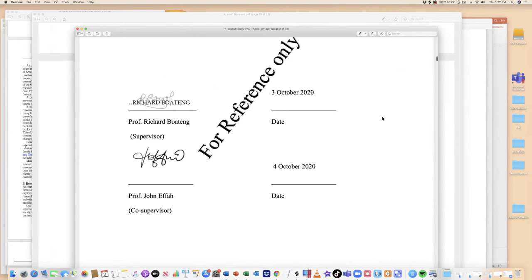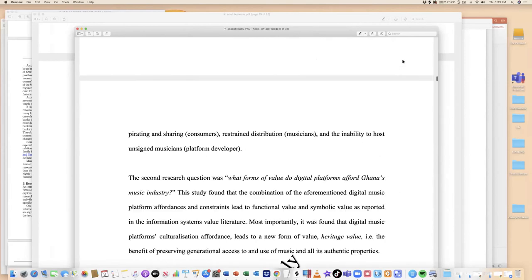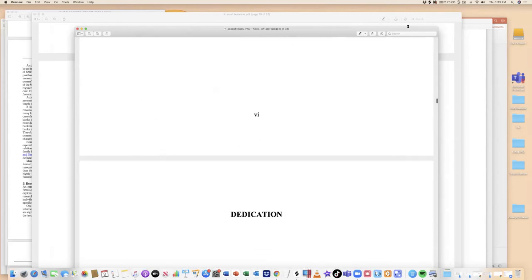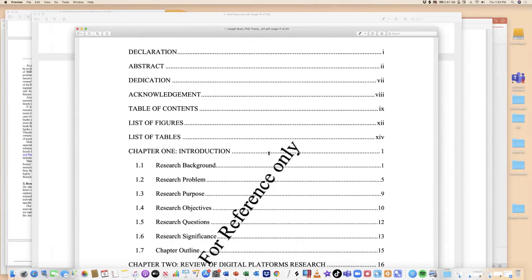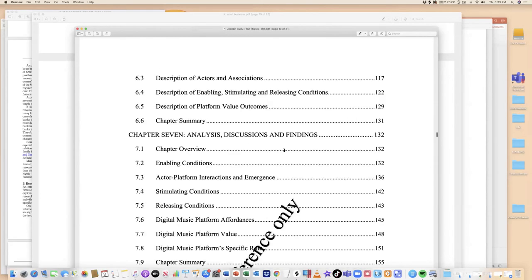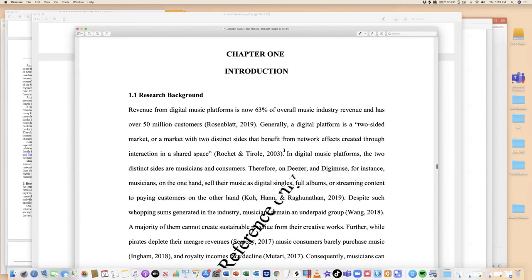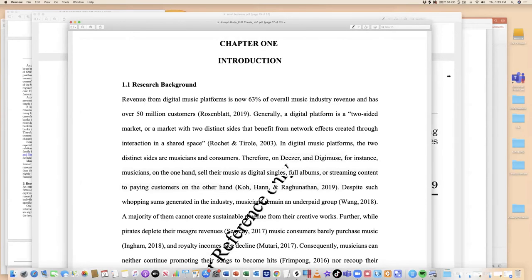So let's look at it. I just want to go, this is the abstract. I want to go to chapter one. Okay, so look at it. In chapter one, the background will always look into the industry. He's doing something on digital music platforms. So of course, it means that he has to start from that discussion.